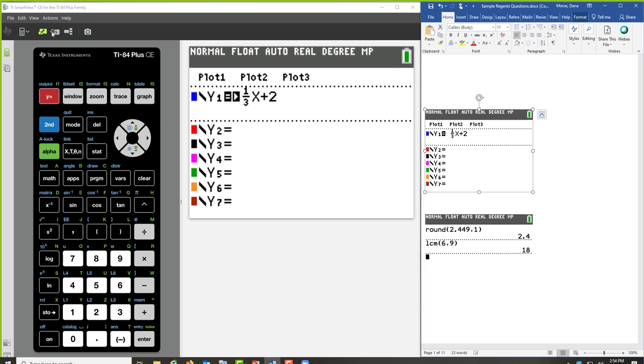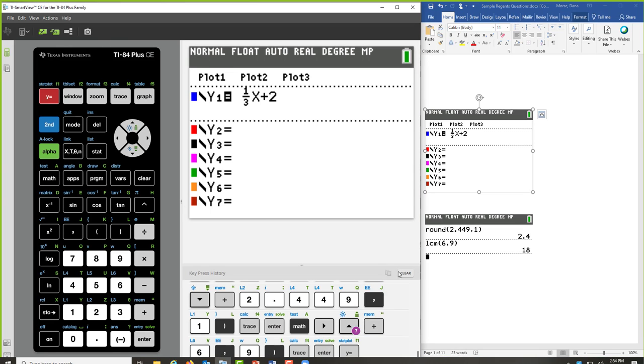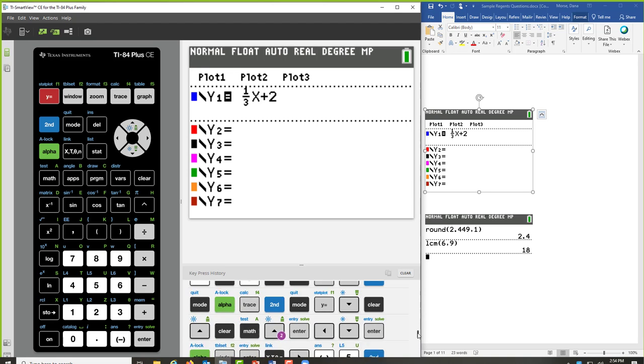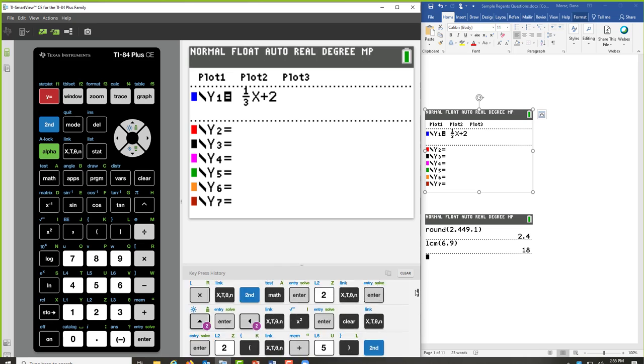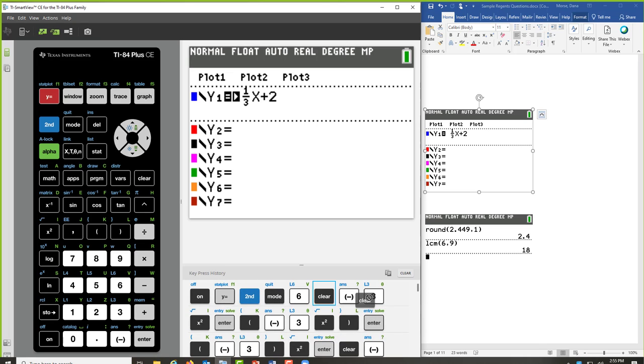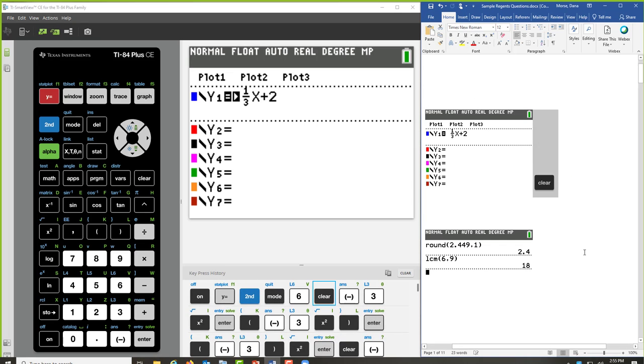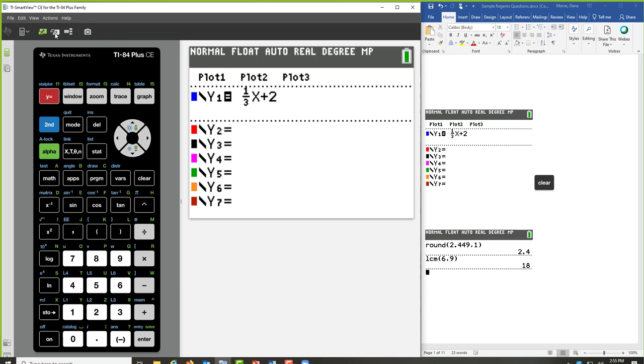Every button that I've pressed for the last 50 minutes is going to show up down below now. So here's every single button. And if you wanted one, you could just click, drag, and drop it into your document as well. I don't want too much going on my screen at one time, so I turned that feature off by hitting the Hide Show key press history.